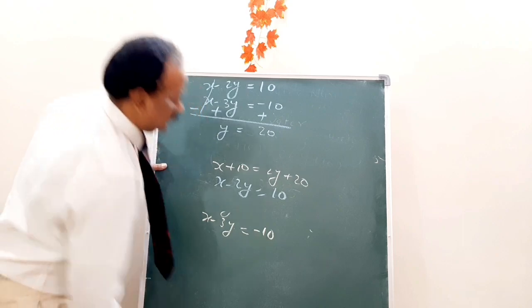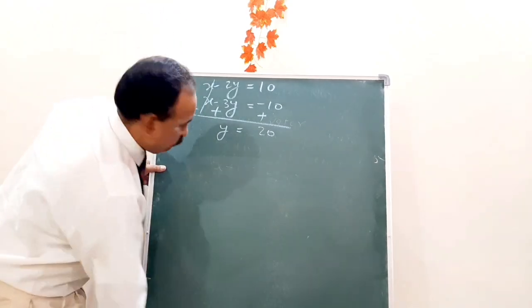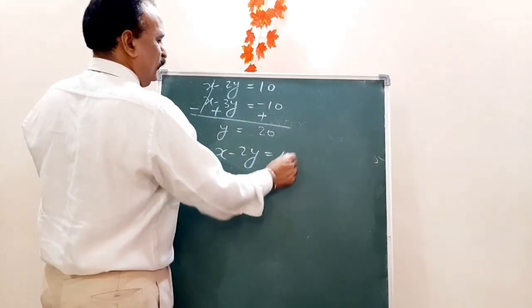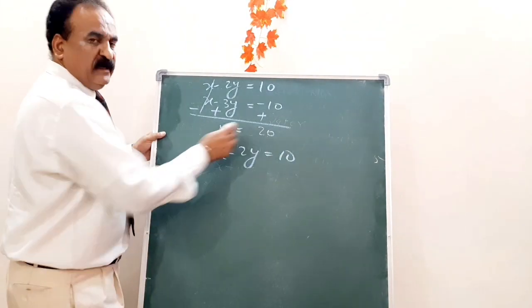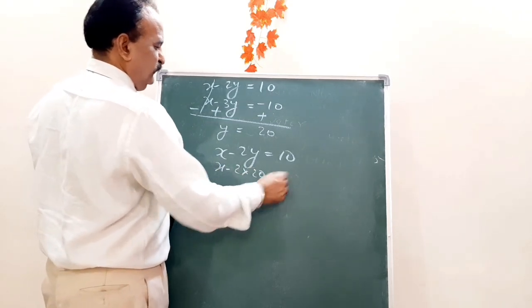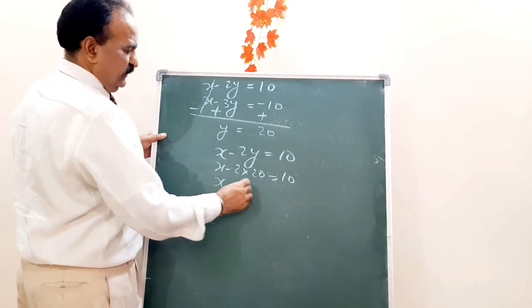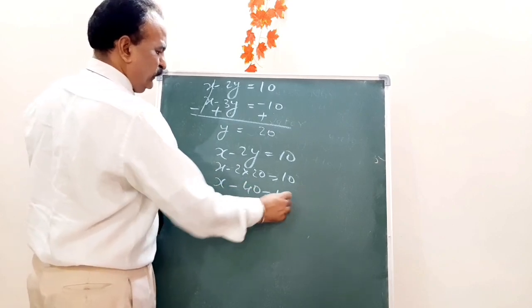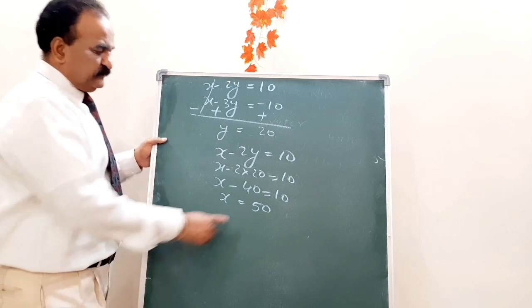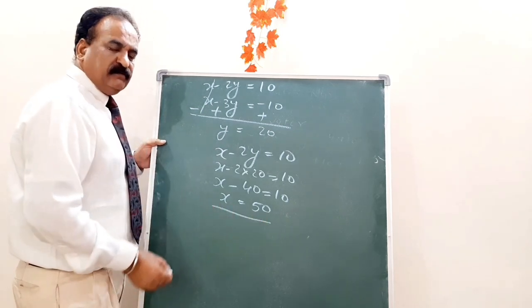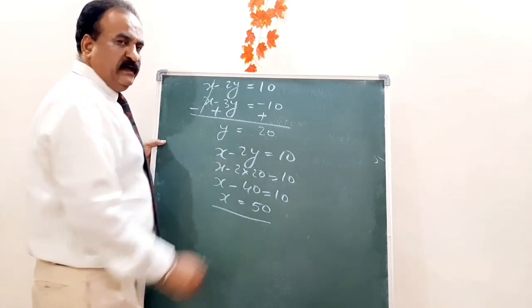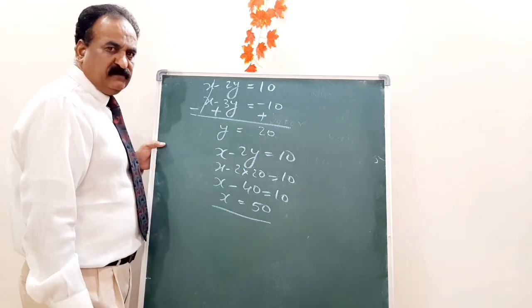Okay? Now here. x minus 2y is equal to 10. In place of y, you can put here 20. So x minus 2 into 20 is equal to 10. So x minus 40 equal to 10. So x is equal to 50. Okay? x is equal to 50. It means what is x, Nuri's present age? 50 years, and that of Sonu is 20 years.